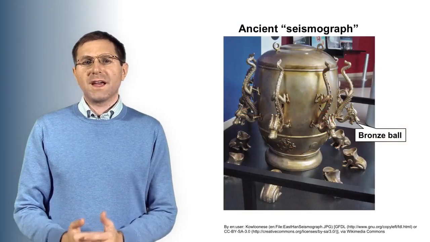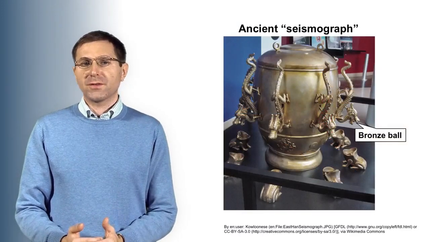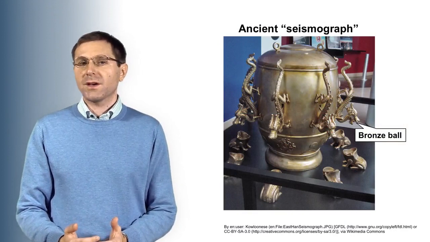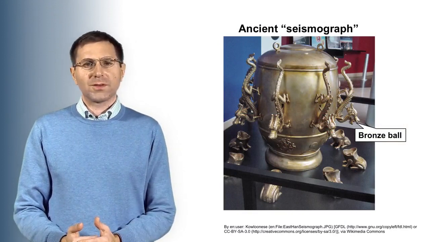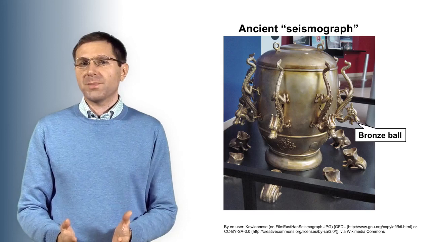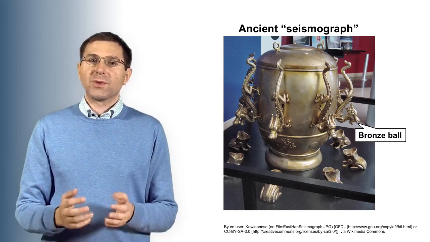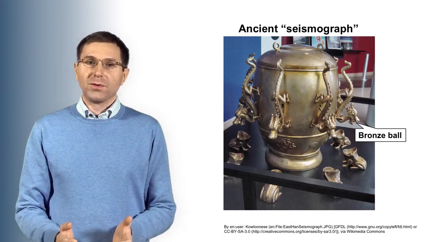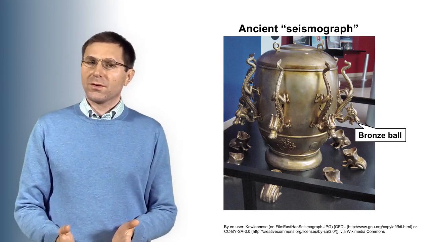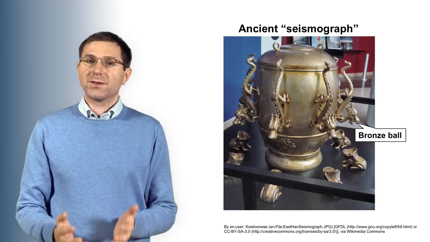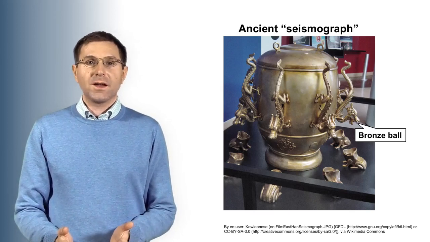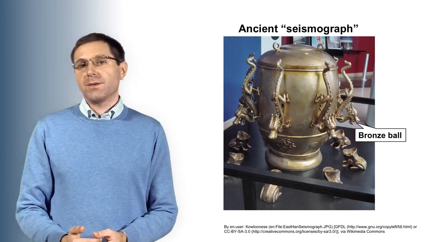Well, already in the ancient world, people noticed that the vibrations after an earthquake contain different components. For example, in China, a large, elaborate bronze vessel was constructed with dragon figures holding bronze balls. When an earthquake occurred, a ball would drop into the dish below, indicating the direction of the earthquake.